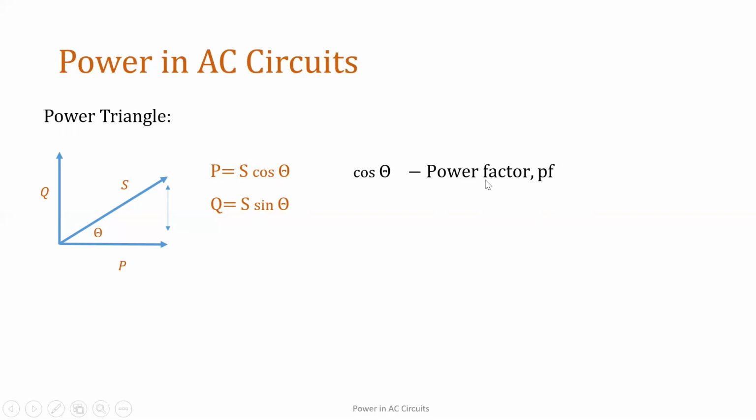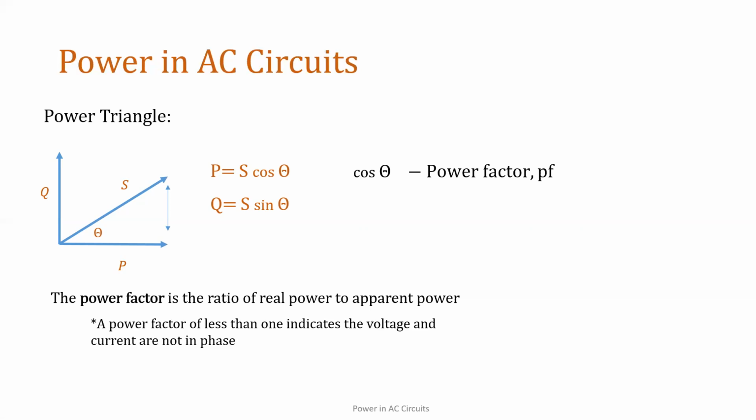The cosine theta is called the power factor, or PF. It is the ratio of the real power to the apparent power. A power factor can be less than 1 or equal to 1. If it is equal to 1, then the voltage and current are in phase. As much as possible, we want a power factor equal or almost equal to 1. We will cover power factor correction in a different discussion. If the power factor is high or almost equal to 1, then most of the true power can be transmitted to the load.